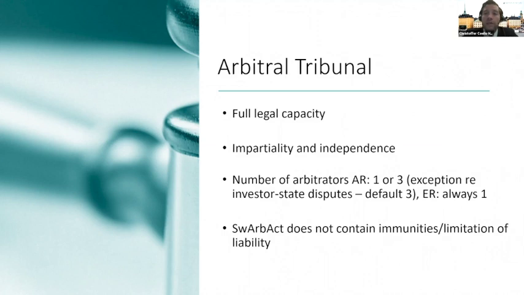A final note is that the Swedish Arbitration Act does not contain any provisions on limitation of liability for arbitrators, but this is in fact included in the SCC rules, in Article 52, so the last article in the rules.